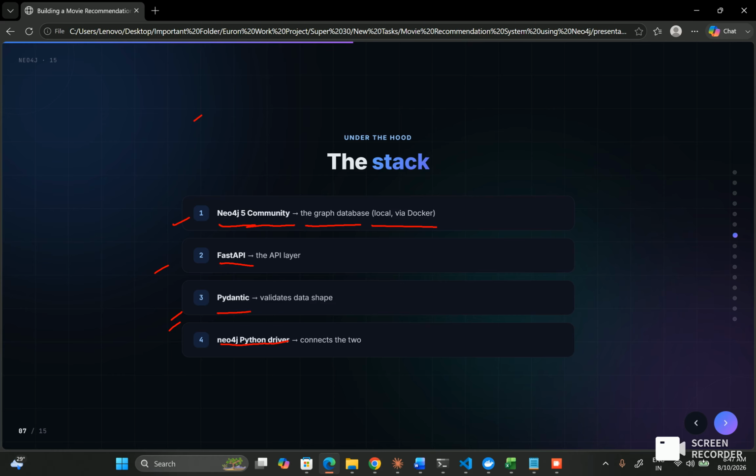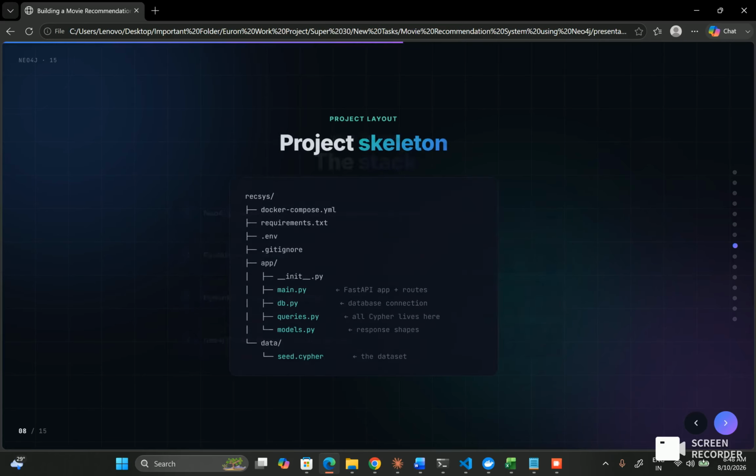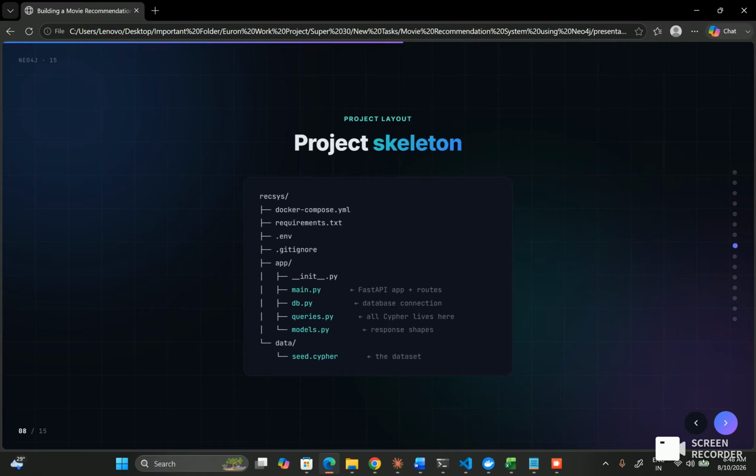Now that you know the pieces, here's how they are actually organized on disk. This is the project skeleton, which I'll show you live. There are four files inside the app: one is the seed file, and three configuration files at the root.